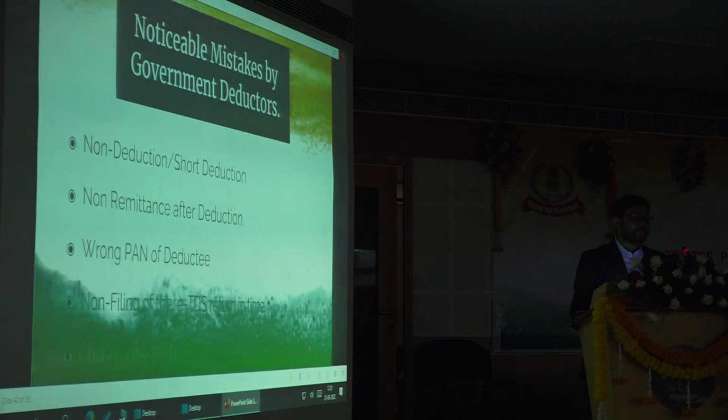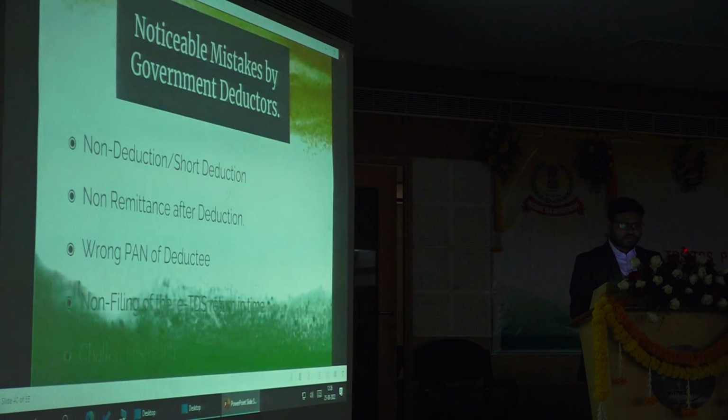Either we are not aware, or we are aware but we are not having the funds, so we don't deduct. Next is short deduction. We deduct, but not at the correct rate or not the correct amount. Then non-remittance after the deduction. If we deduct but we don't remit it, and we quote the wrong PAN of the deductee, we deduct, we remit, but we didn't quote the right PAN of the deductee, and non-filing of TDS returns in time, and challan mismatch.